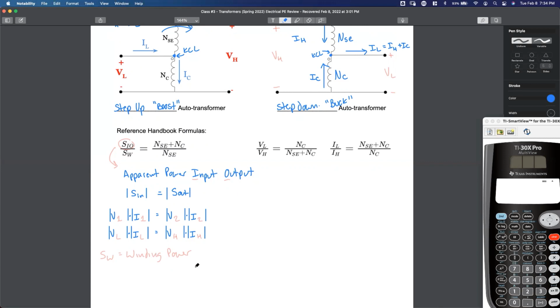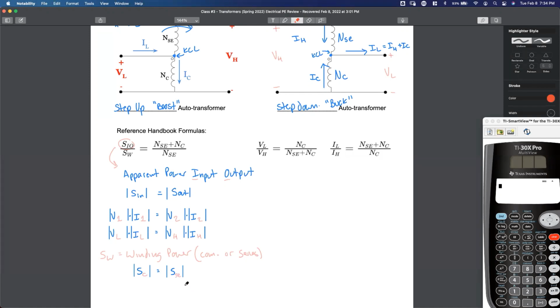So S_W is the winding power. This is the same as the common winding power or the series winding power. They're the same. In other words, I can say magnitude S on the left equals magnitude S on the right. And I'm going to use the subscripts C for common. The apparent power in the common winding is equal to the apparent power in the series winding.